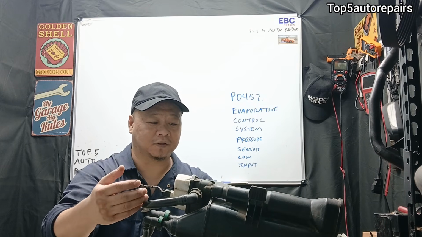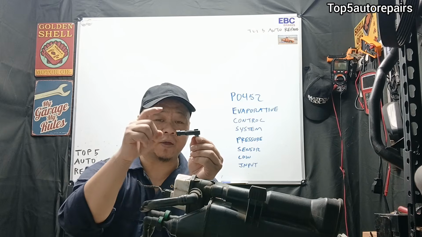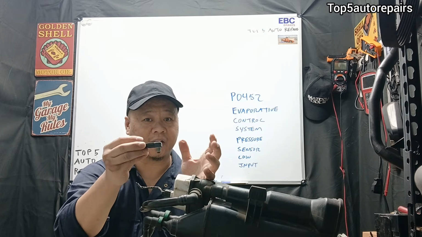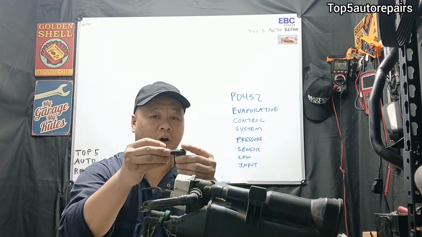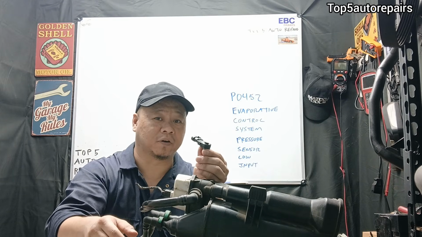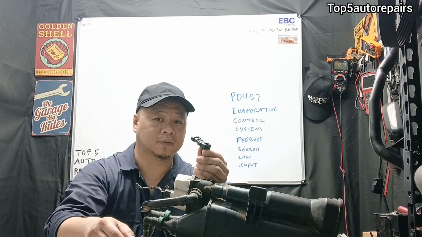If the gas cap is not the issue and the charcoal canister is not the issue and the evap lines are not the issue, you might actually have a bad fuel tank pressure sensor. The fuel tank pressure sensor most likely is going to be mounted directly on the fuel tank. And again, if there's something wrong with the sensor, you're going to get the P0452 code.